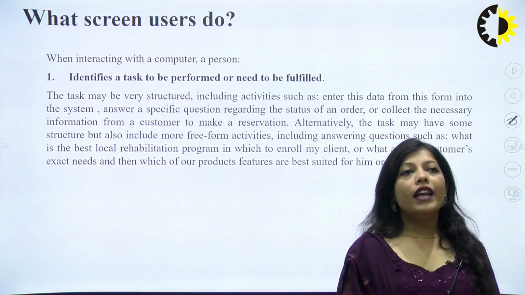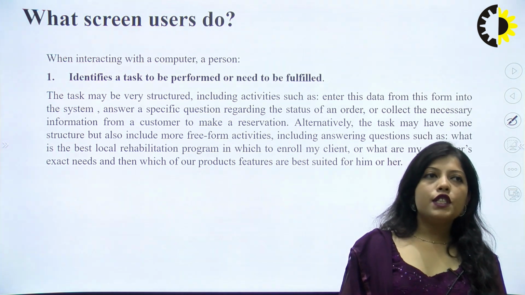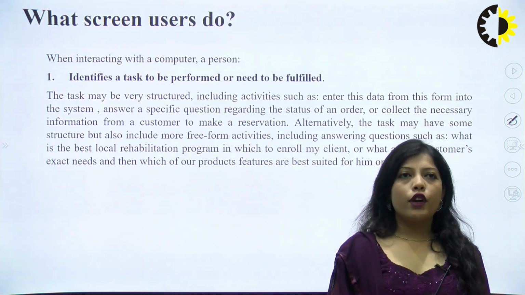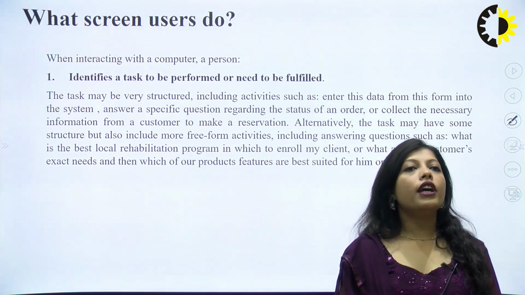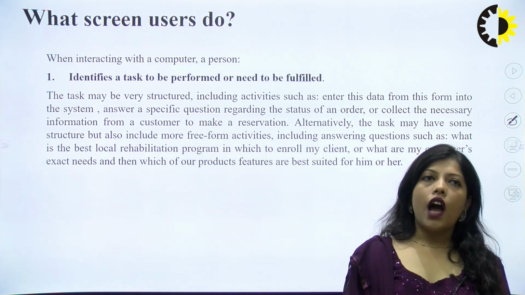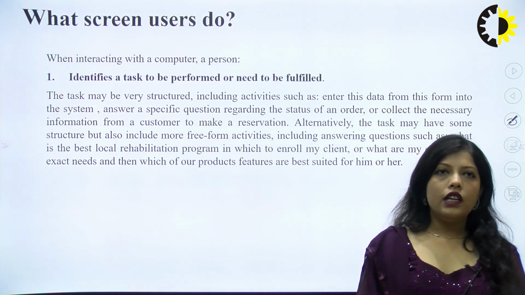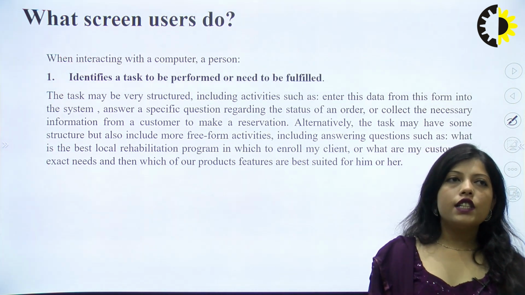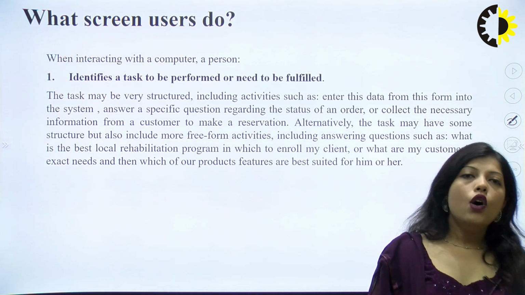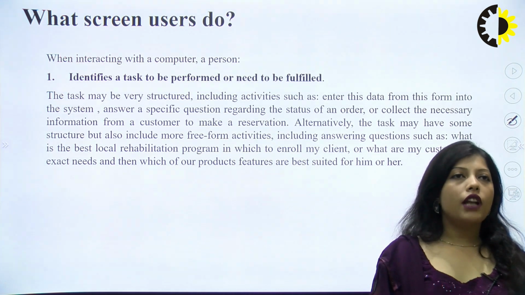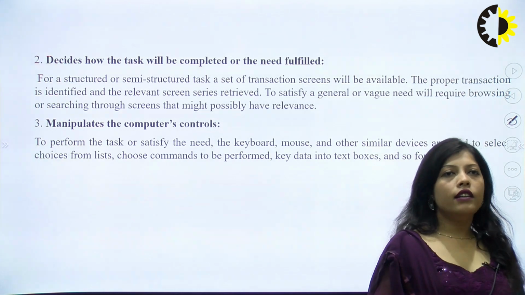The task may be very structured, including activities such as entering data from a form into the system, answering a specific question, or collecting the necessary information from a customer to make a reservation. Alternatively, the task may have some structure but also include more free form activities, including answering questions such as what is the best local rehabilitation program in which to enroll my client. So these are the types of tasks or objectives of the user. So first of all, we have to identify a task.